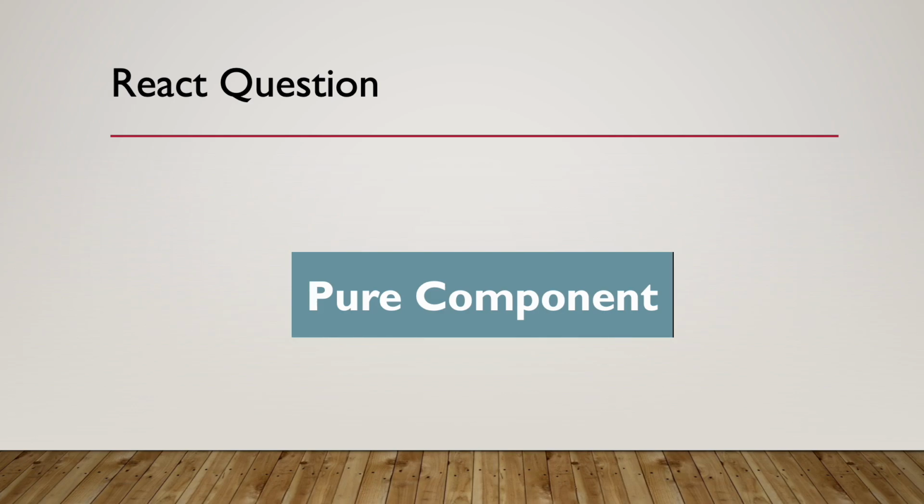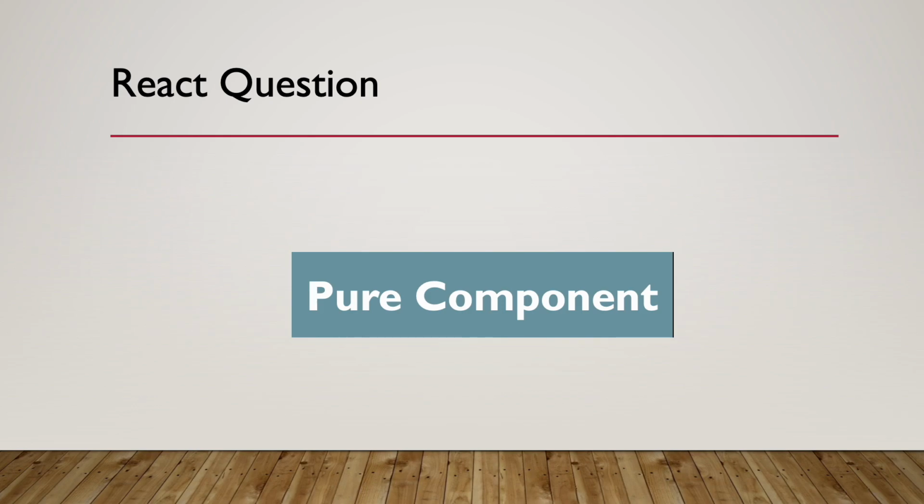Characteristics. Automatic shouldComponentUpdate. Pure components automatically implement the shouldComponentUpdate method with a shallow props and state comparison. This means that the component will only render if there are actual changes in the props or state. Shallow comparison. The shallow comparison involves comparing the previous and current values of props and state using the strict equality operator. It does not perform a deep comparison of complex objects.